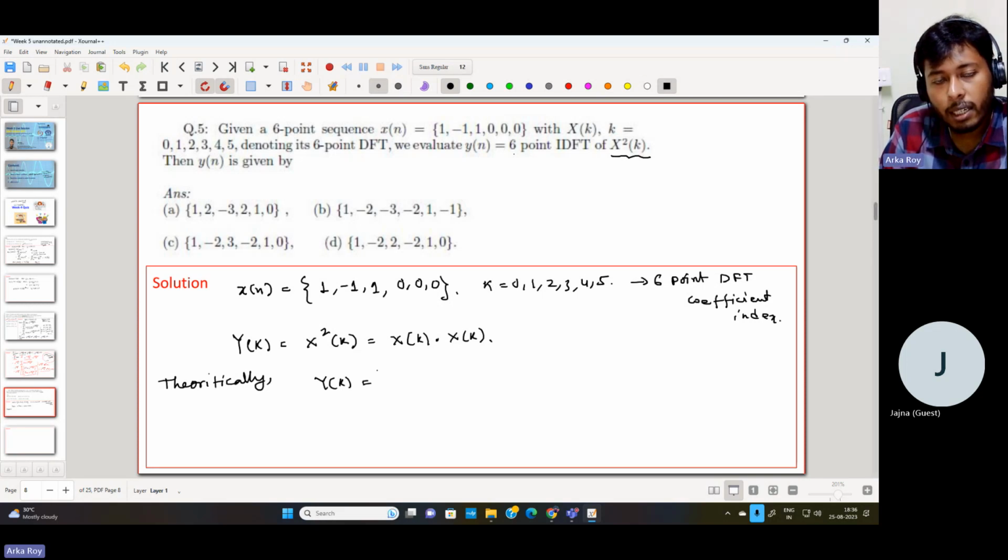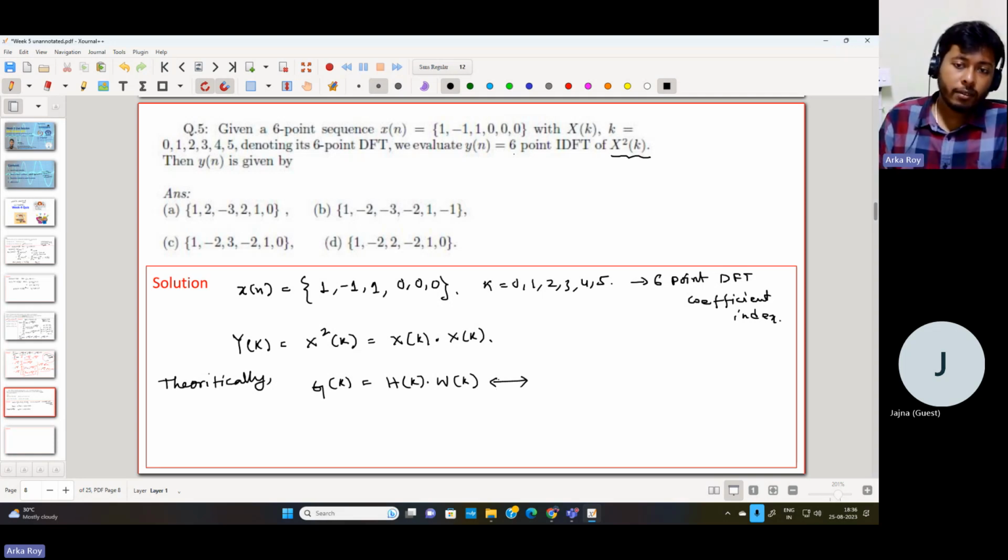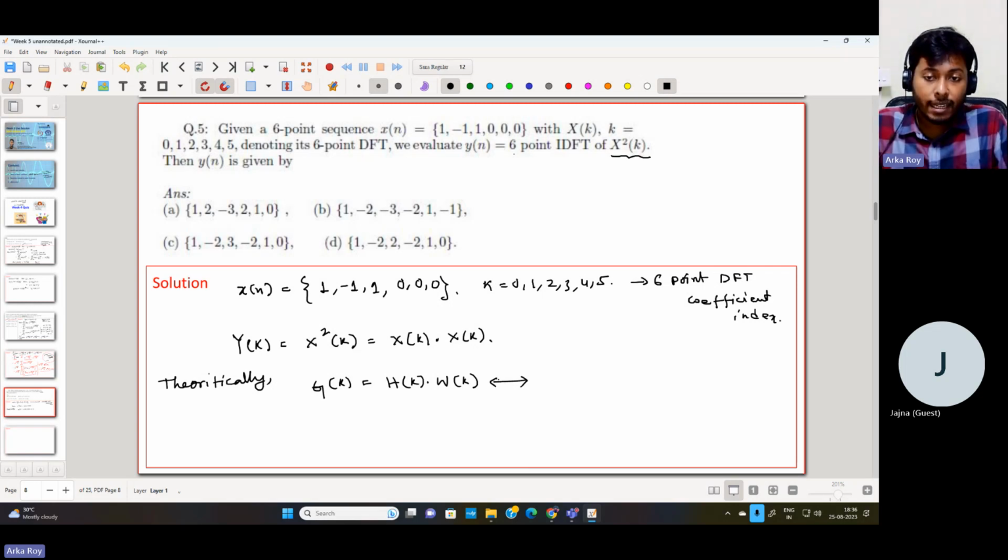Let us consider yk, or let me change the name of the signal. So let us consider this gk, and gk is basically we can get by taking the dot product between two different DFTs, that is Hk and Wk. So we have seen that in case of DTFT, in the DTFT domain, if there is a multiplication in the time domain, it will be converted to simple convolution or standard convolution.